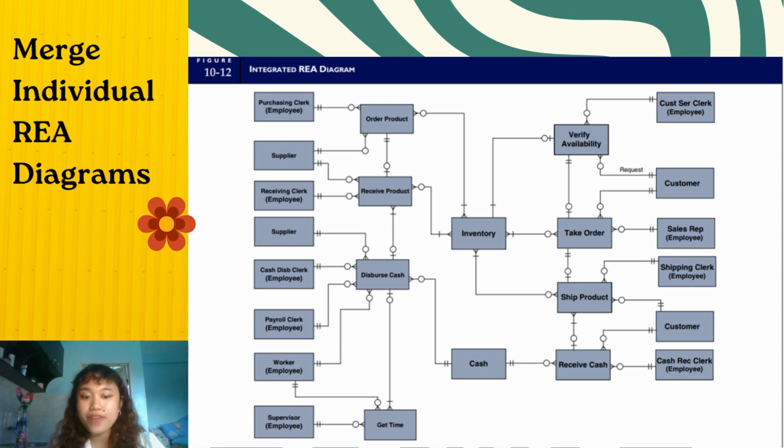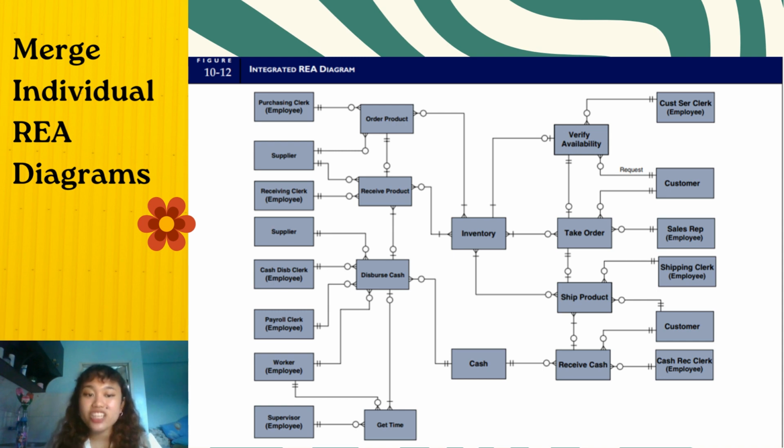So the first, inventory and cash resources. In the center of the diagram, you'll find two critical resources, inventory and cash. These are like the heart of the company's operation. Inventory represents product and cash represents money, of course. Second, event constellation.